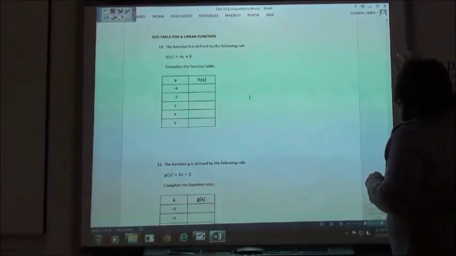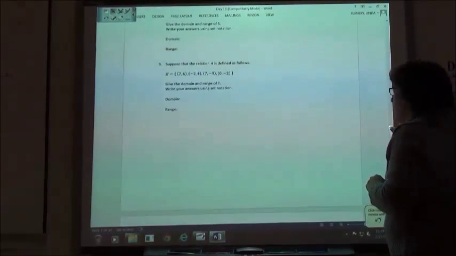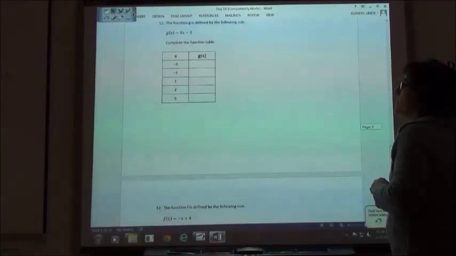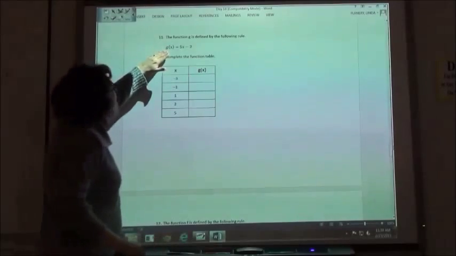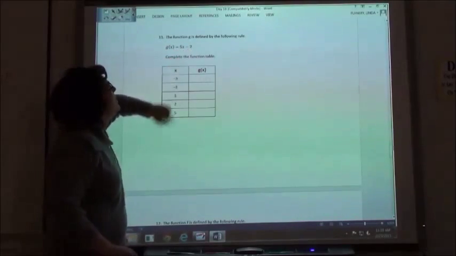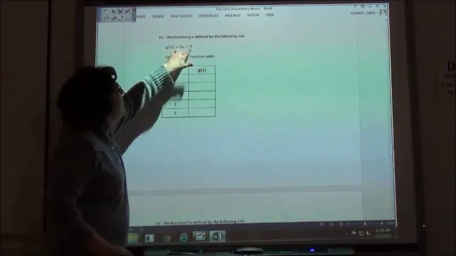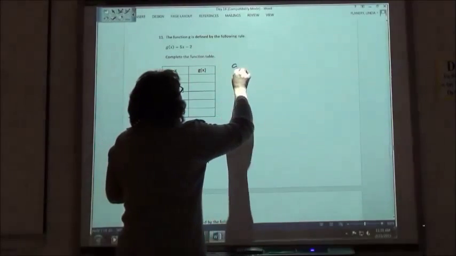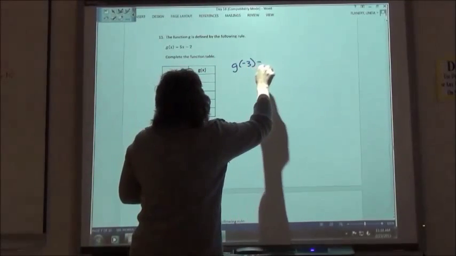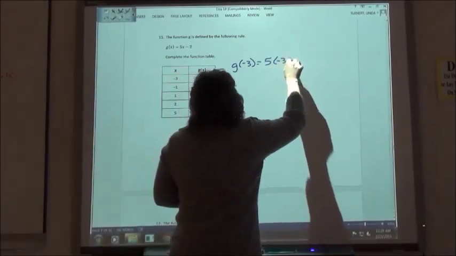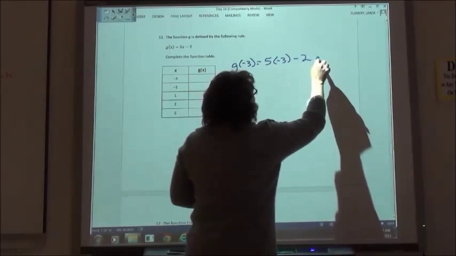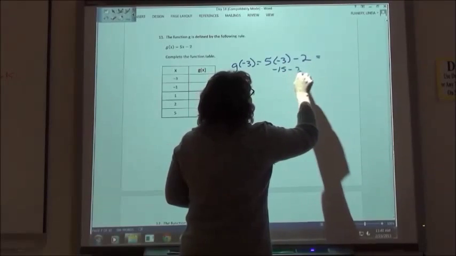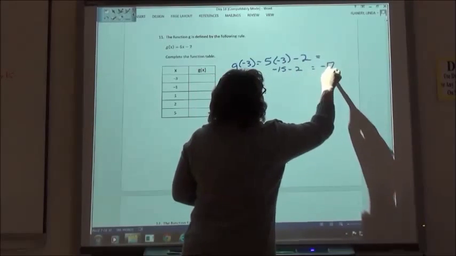All right, number 11. Let's see if the board wants to cooperate a little more here. This time we are going to do the function g of x equals 5x minus 2. So 5 times the x value minus 2. So g of -3. 5 times -3 minus 2. -15 minus 2 would be -17, if I could write.